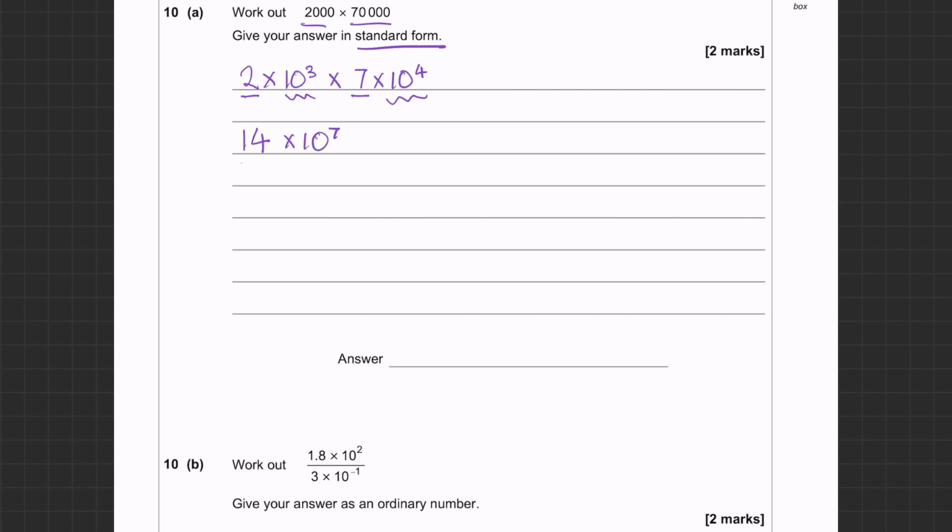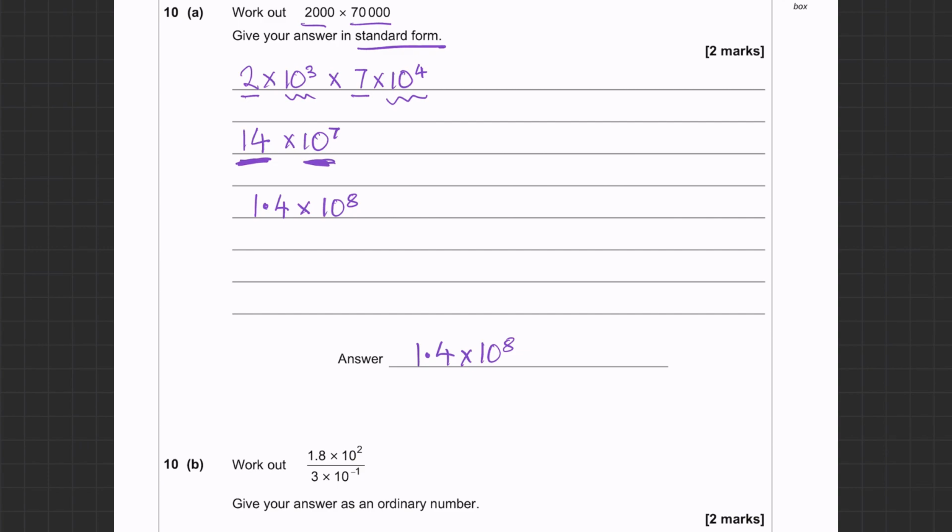However, in standard form, this value has to be between 1 and 10. So this is going to be 10 times smaller, which is 1.4, which means this has to be 10 times bigger, which is 10 to the 8. So our final answer is 1.4 times 10 to the 8. Do not forget to change this, so this value is between 1 and 10, or you could lose a mark.